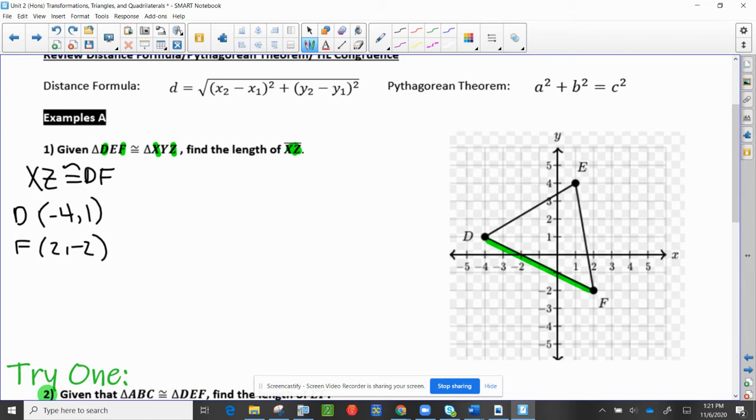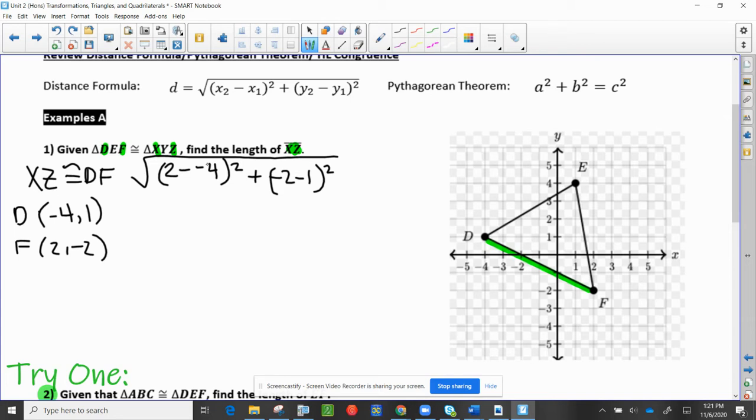Okay, so option 1 is to use the distance formula. So I'm going to go ahead and put this in. Our change in our x's would be 2 minus -4. We're going to square that. Add that to the change in my y's, so -2 minus 1. Square that. And then we take the square root of everything at the end.